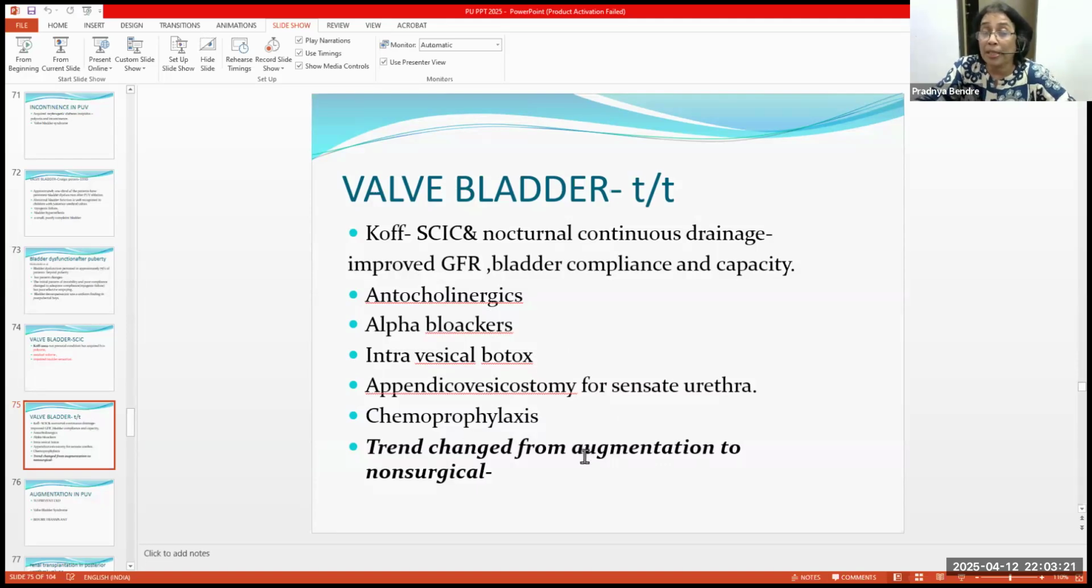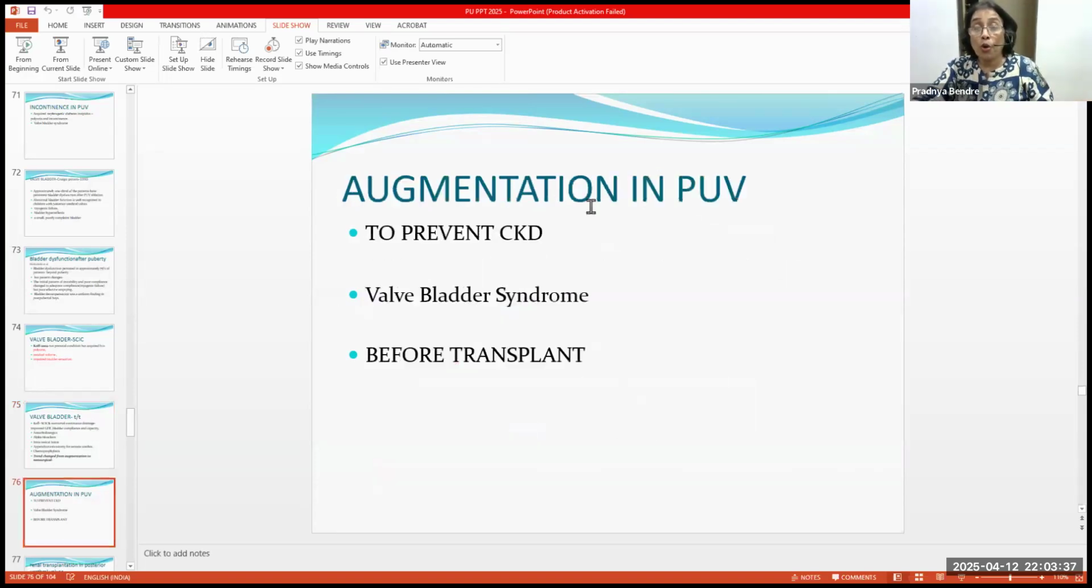Augmentation cystoplasty, many people call it replacing one disease with another disease, because augmentation has tremendous morbidities. So it may not benefit a child who is going close to transplant. It poses another challenge. So the role of augmentation in posterior urethral valves is another topic of discussion as well as debate. Many people do augmentation for preventing CKD. They do it as a last resort in bladder syndrome and before transplant. So again, this indication is debated.